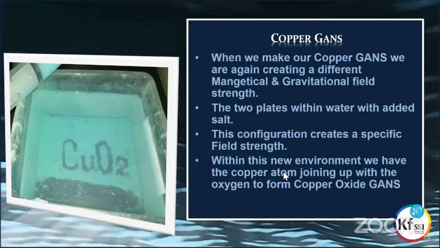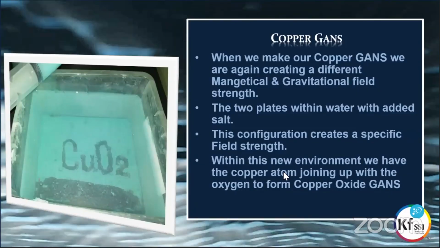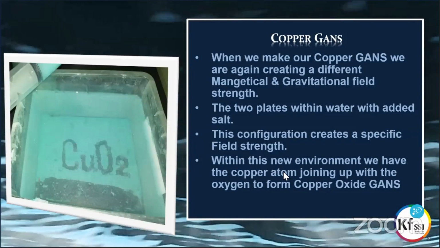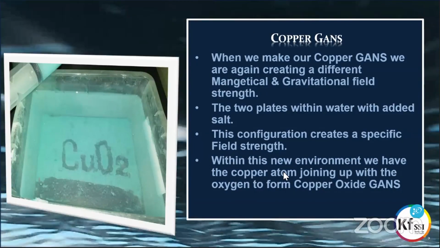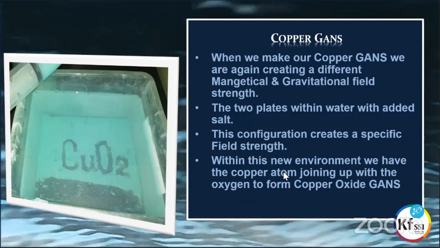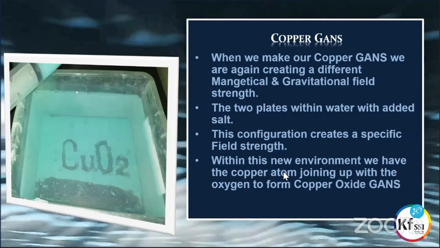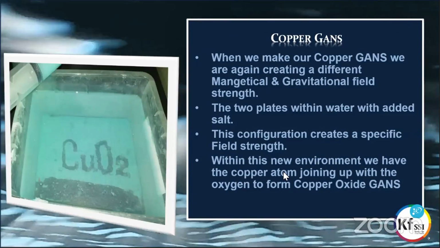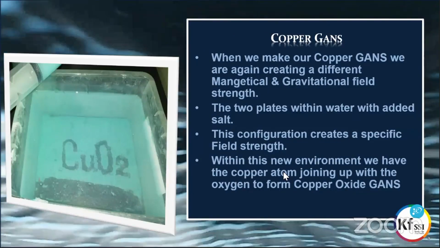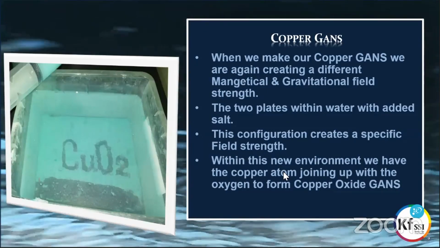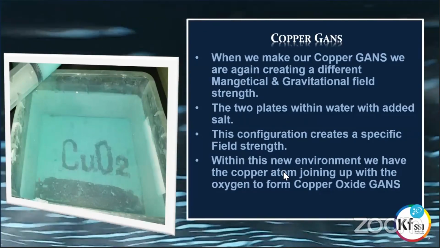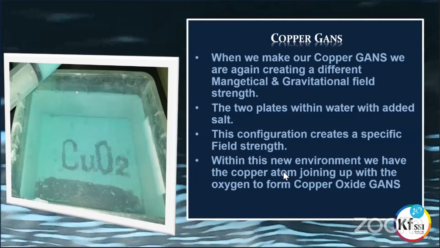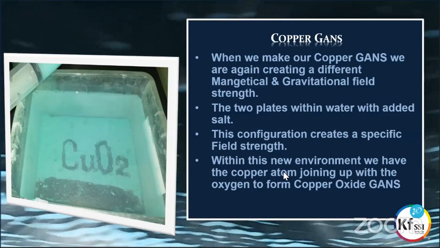Now, when we make our copper GaNs, we are again creating a different magnetic and gravitational field strength environment. We've got our two plates in the water, and we add our salt, and this configuration creates a specific field strength in that water. And within this new environment, we start creating our copper GaNs, the copper atom joining up with the oxygen to form our copper oxide GaNs. So again, we've created a totally new environment, a different magnetic gravitational field strength for this to occur.